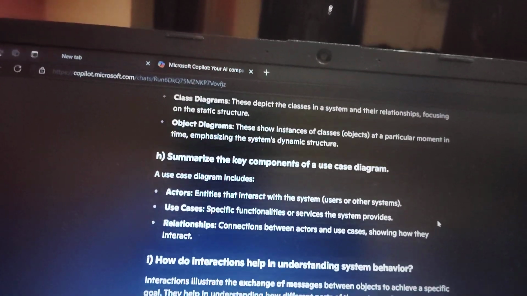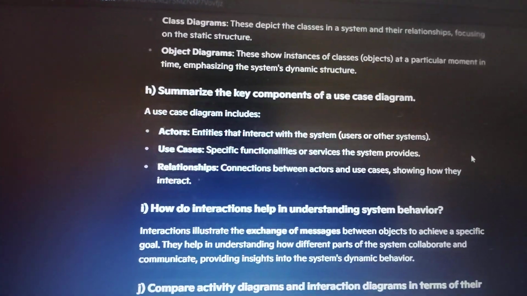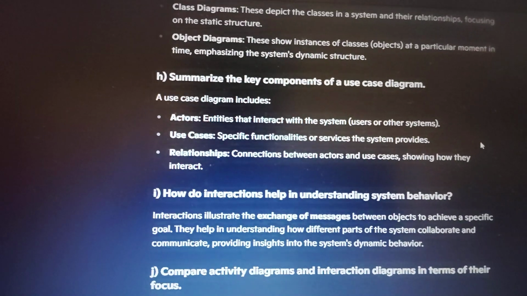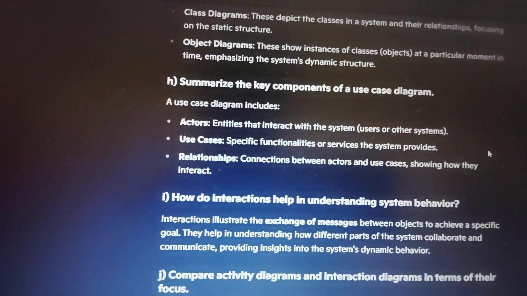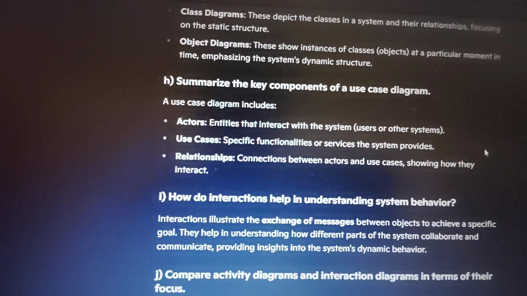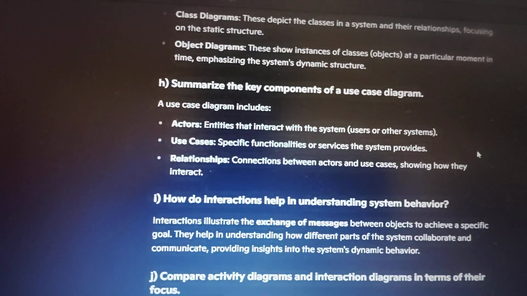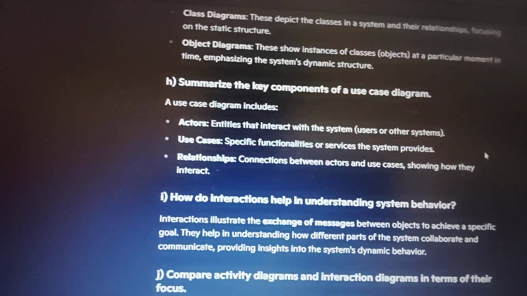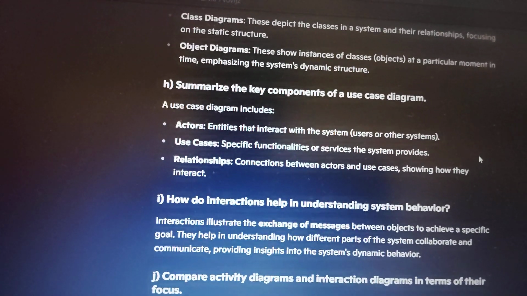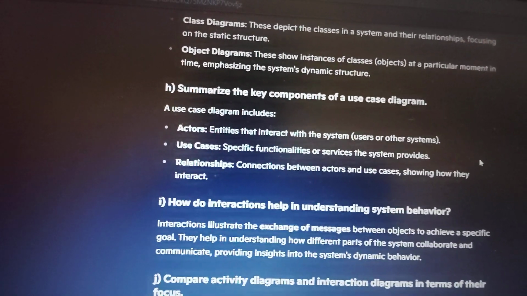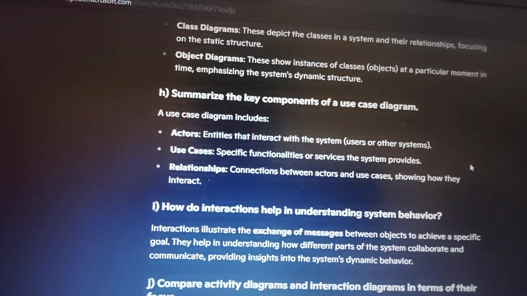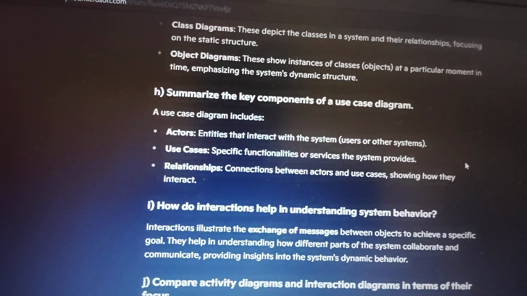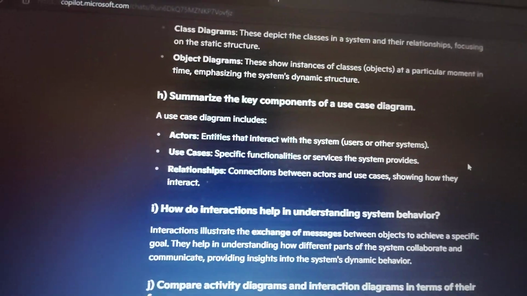Actors are defined as entities that interact with the system. A use case specifies functionalities or services that a system provides. It is also known as a description of system behavior. Relationships are connections between actors and use cases, showing how they interact. We already know how to relate the actors and the activities in the UML diagram.